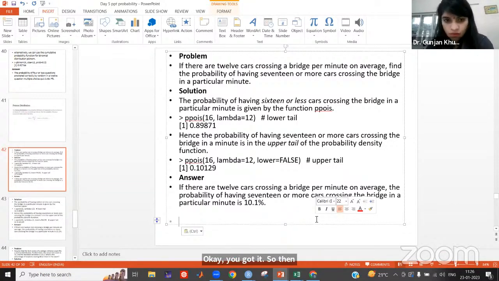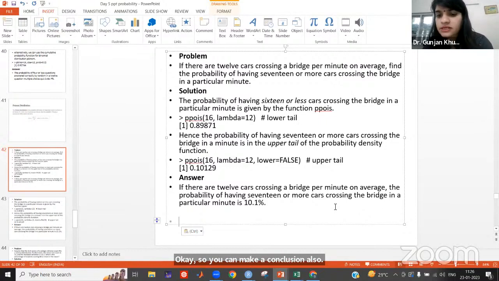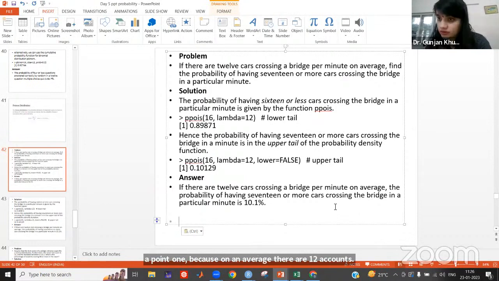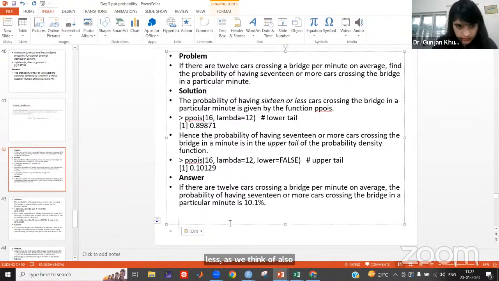So then you got 0.10129291. Okay, so you can make a conclusion also. If there are 12 cars crossing a bridge per minute on average, the probability of having 17 or more cars crossing the bridge in a particular minute is 10.1%. Because on average there are 12 cars, so for 17 cars to cross, obviously the probability would be somewhat less, as we think of this real life problem. Okay, so this was the solution.